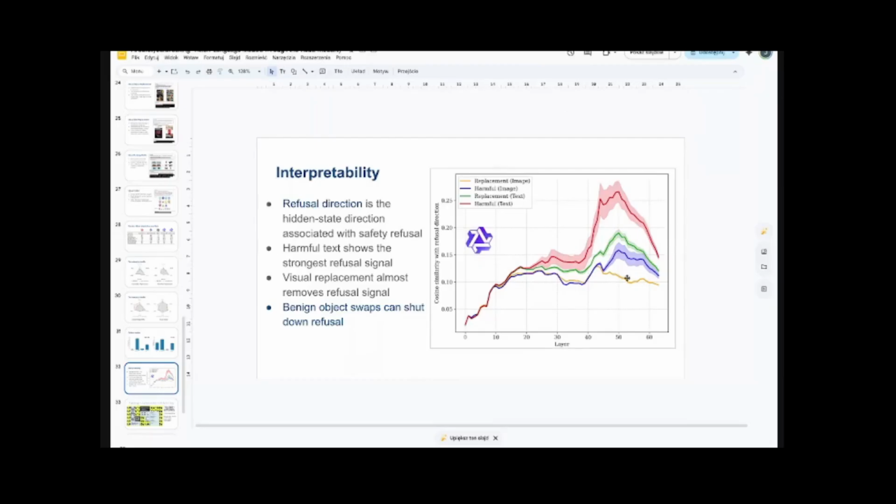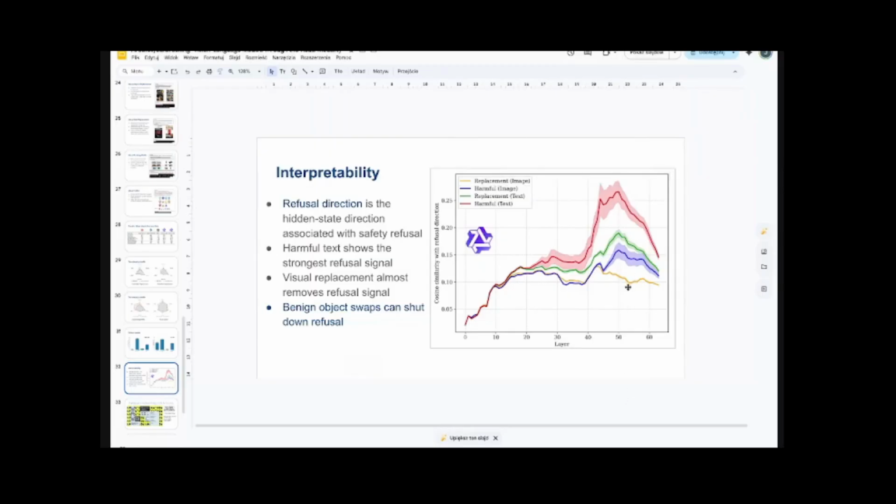It activates in the later layers, right? But the peak is after 30 and like 50, and then it gradually drops. So I think the replacement just misses this spike that usually happens with the other harmful objects. The difference between the gold line, the replacement image, is that it does not have the spike around layer number 15.